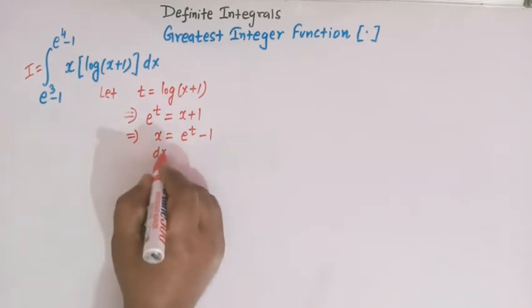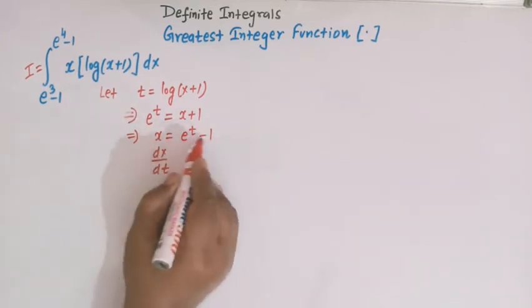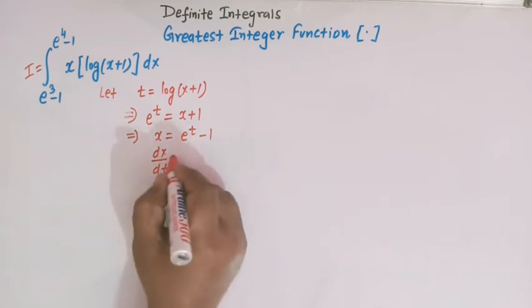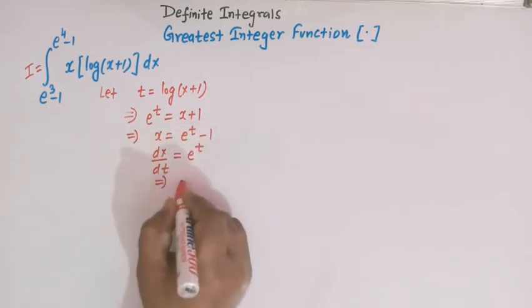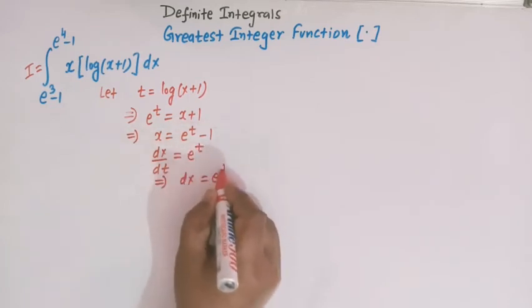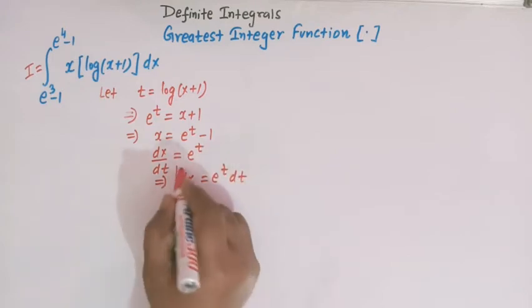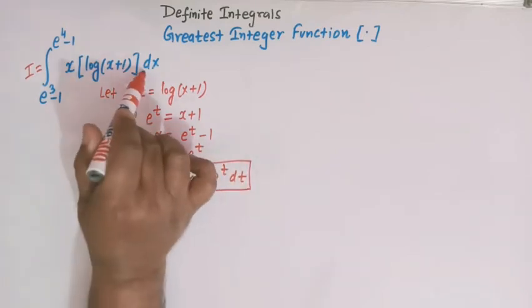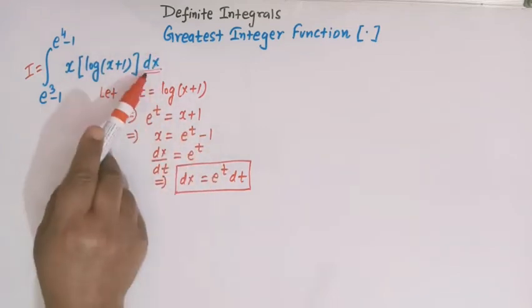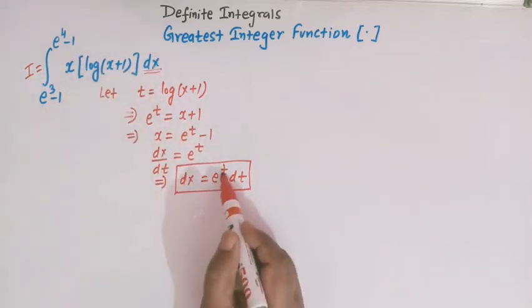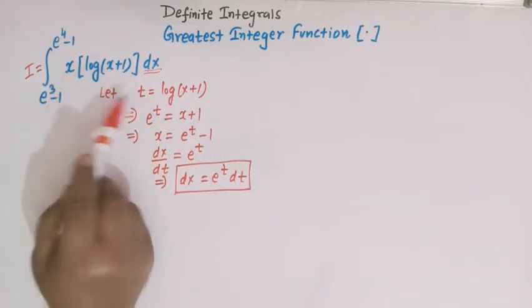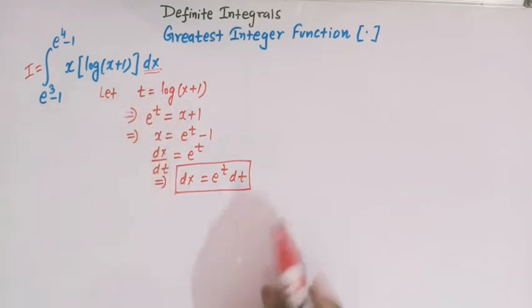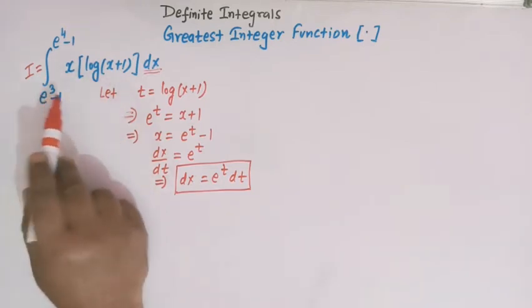And dx over dt, that is differentiating both sides with respect to t, we have dx over dt is equal to e raised to t, and dx is equal to e raised to t dt, right? So now we'll replace this dx by this value, that is e raised to t dt, right? So here what we have done, we are assuming t is equal to log of x plus 1, right? Now let us change the limits accordingly.